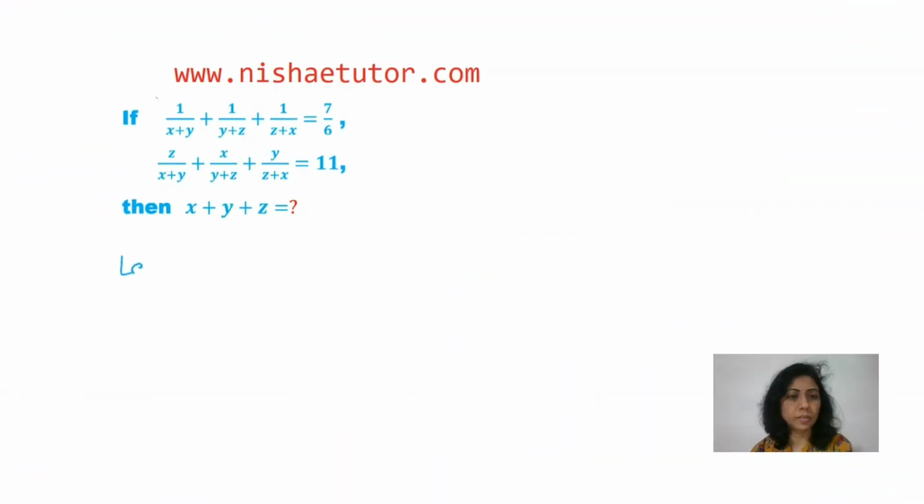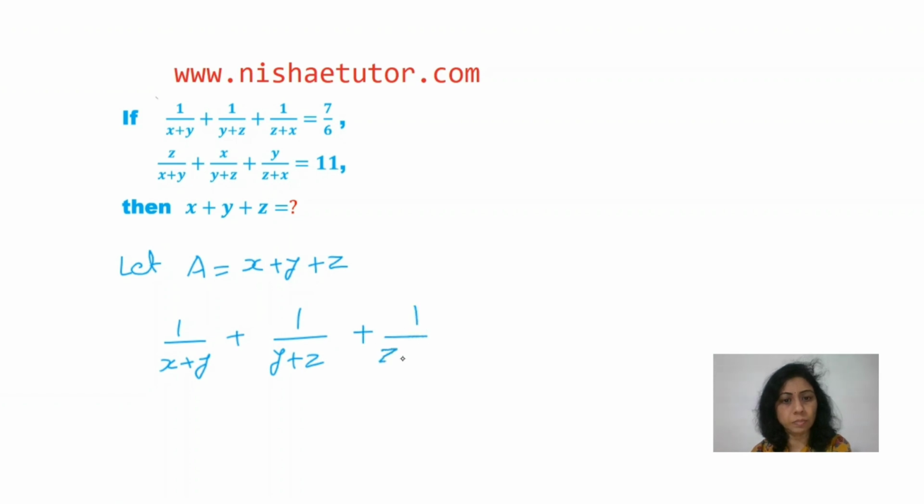So let a be equal to x plus y plus z. This question we can solve by many methods, but I am telling you one of them. Write the first equation: 1 upon x plus y plus 1 upon y plus z plus 1 upon z plus x is equal to 7 upon 6. And in this equation we can multiply by x plus y plus z.